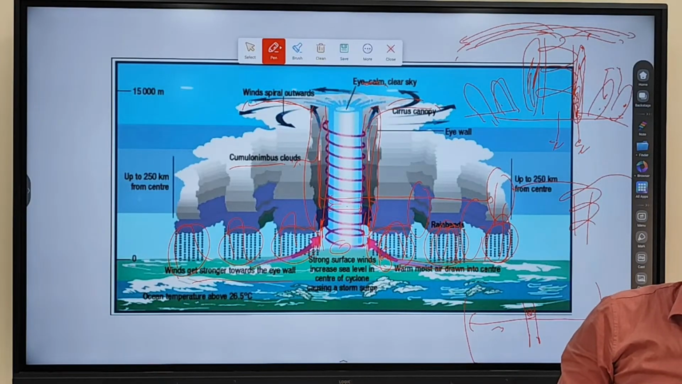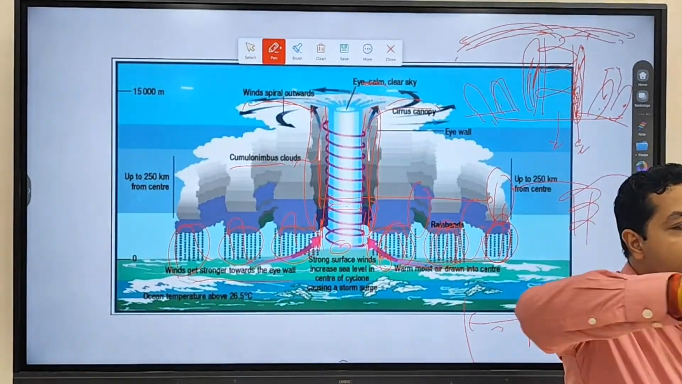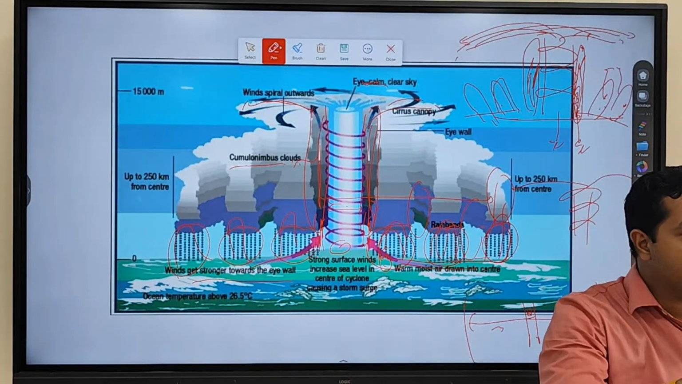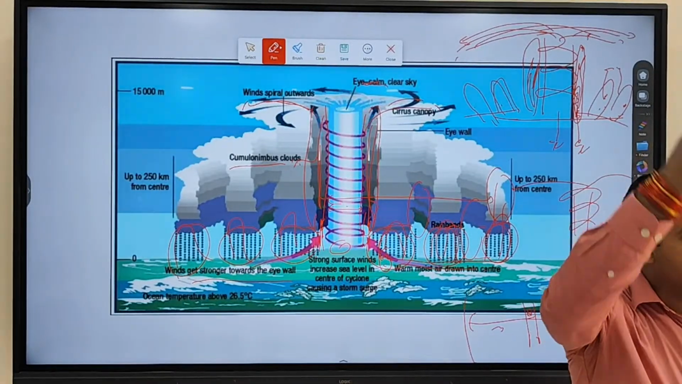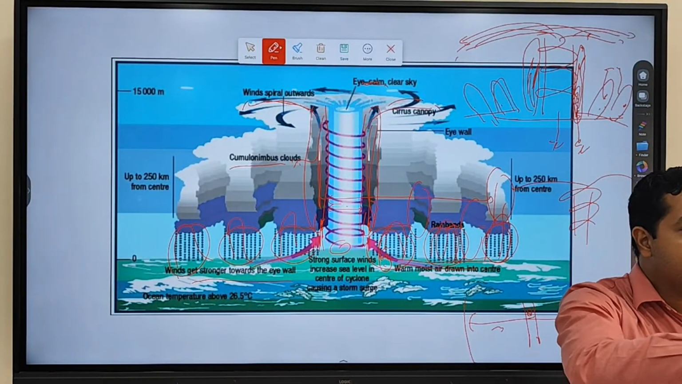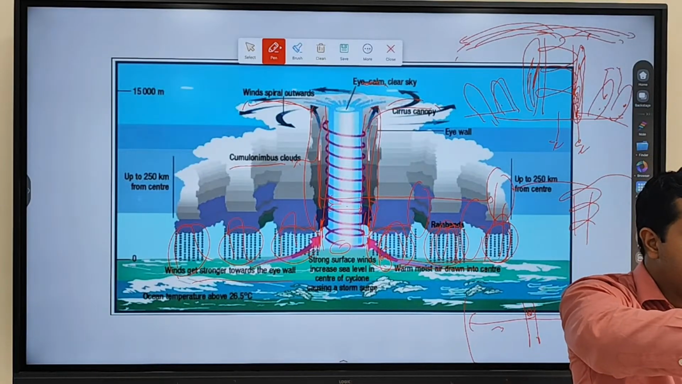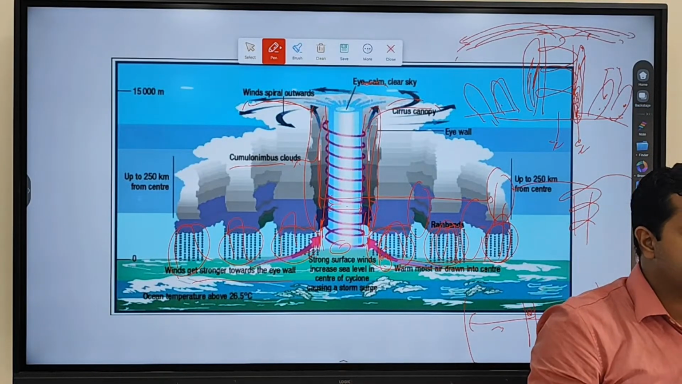Almost no precipitation will happen, because wind is what? Wind is moving around the eye. It is not entering into the eye, no? Wind is rotating around the eye. So when the wind is rotating, what will happen? Around this low pressure center, you'll see the rainfall will happen, but not in the low pressure center. Clear? So that is what we call the eye region.